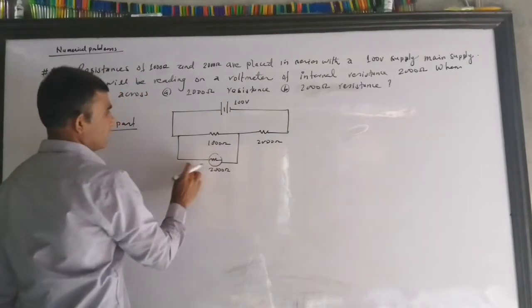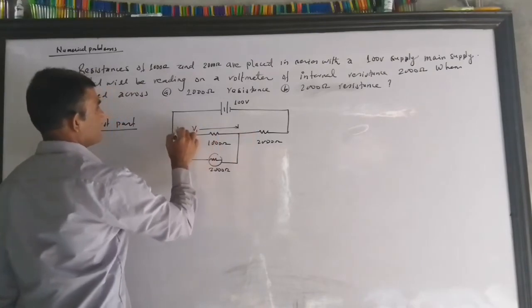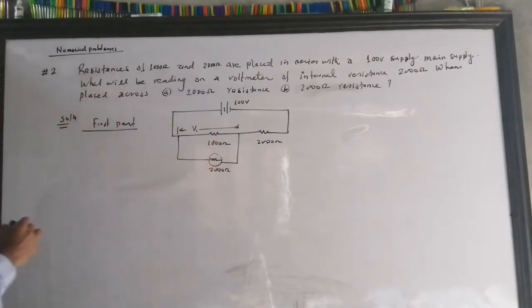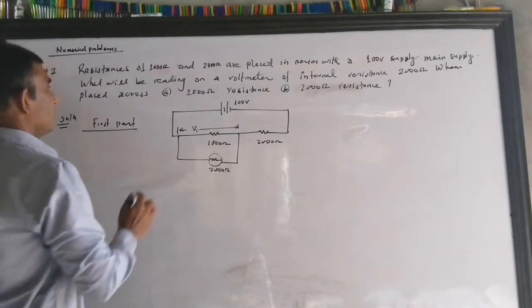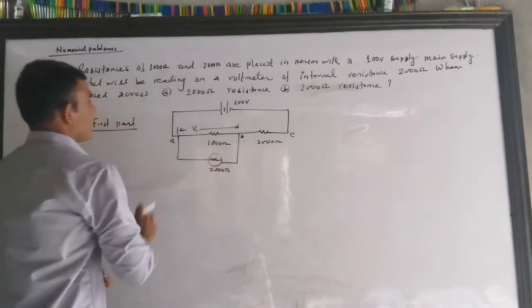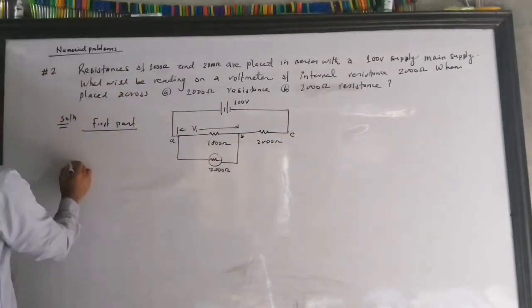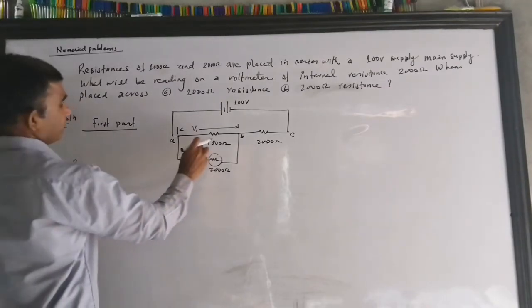Okay, now the question is: what will be the voltage from here to here? This is a very easy question for us because we have the technique of the voltage divider. Let me write again here A, B, C. First we find the resistance from A to B. What will be the resistance from A to B?